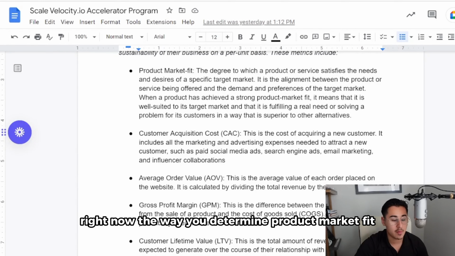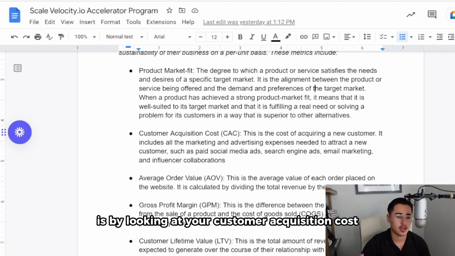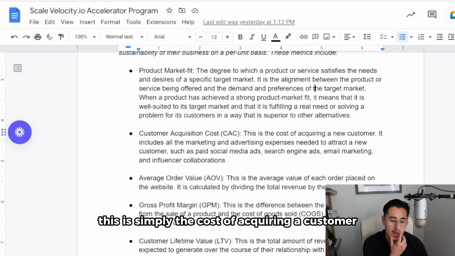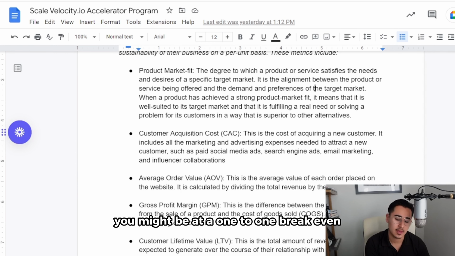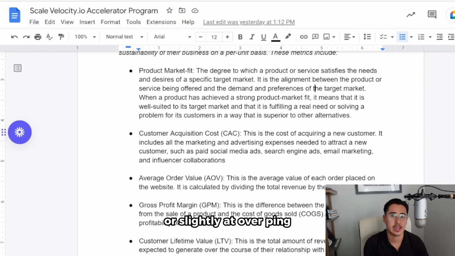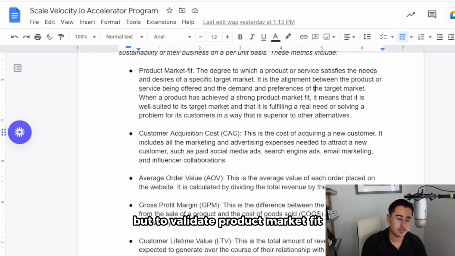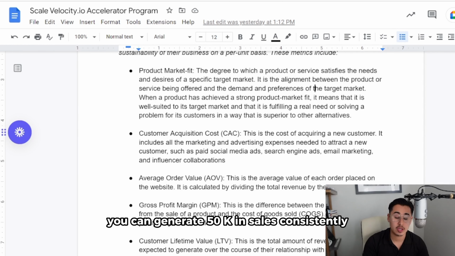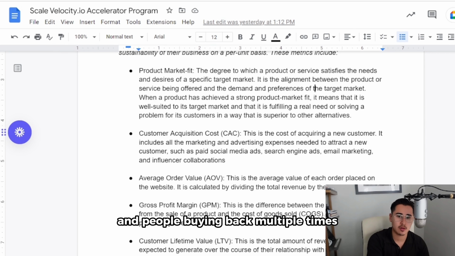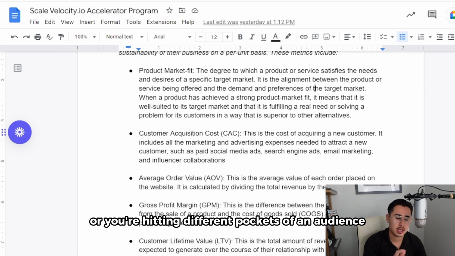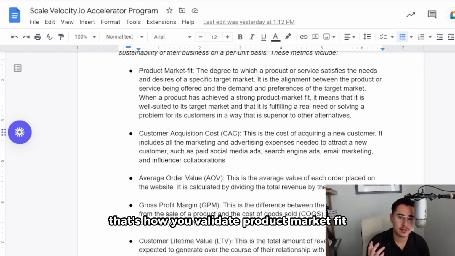Now, the way you determine product market fit is by looking at your customer acquisition cost, known as CAC. This is simply the cost of acquiring a customer. First of all, when you have product market fit, you might be at a 1-to-1 break even or slightly overpaying and you're at somewhat of a net loss. But to validate product market fit, as long as you're getting buying behavior and there's demand for your product and you can generate 50K in sales consistently by just one access channel and people buying back multiple times, or you're hitting different pockets of an audience, that's how you validate product market fit.